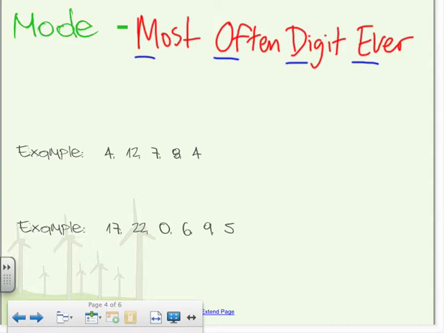So let's look at our first example. This one's fairly obvious. There's only one number that repeats. So my mode in this case would be 4, since 4 shows up twice. Okay, so it's the number that's showing up the most. In my second example, I look at the numbers and none of them are repeating. Each one shows up only once. So in this case, I'm going to say there's no mode.